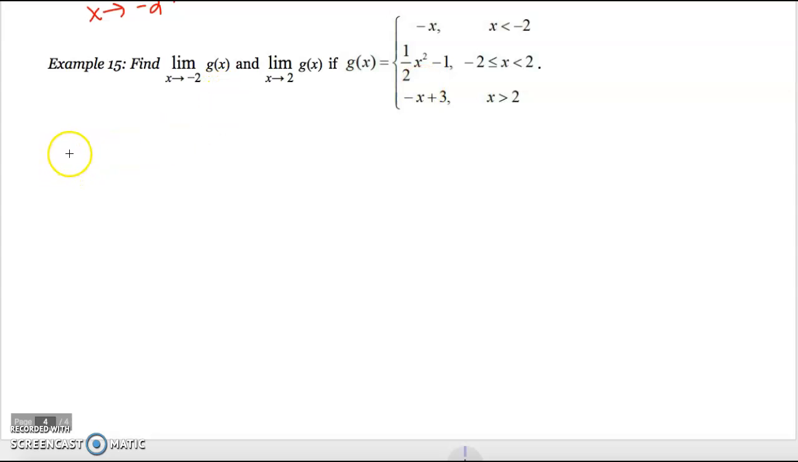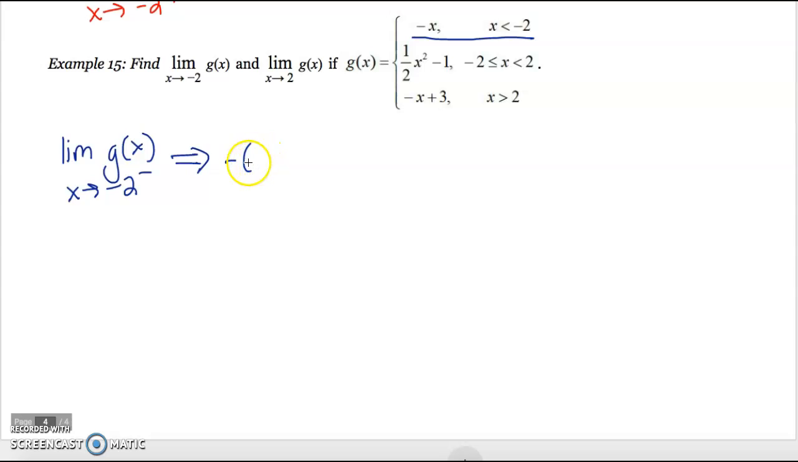So let's tackle the left-hand limit of g of x as x approaches -2. So there's my left-hand limit. And so I'm looking for the equation that uses values less than -2, so values to the left of -2, and so that would be this top equation right here. And so then I have a negative already there, and then I plug in my -2, so my answer is +2.